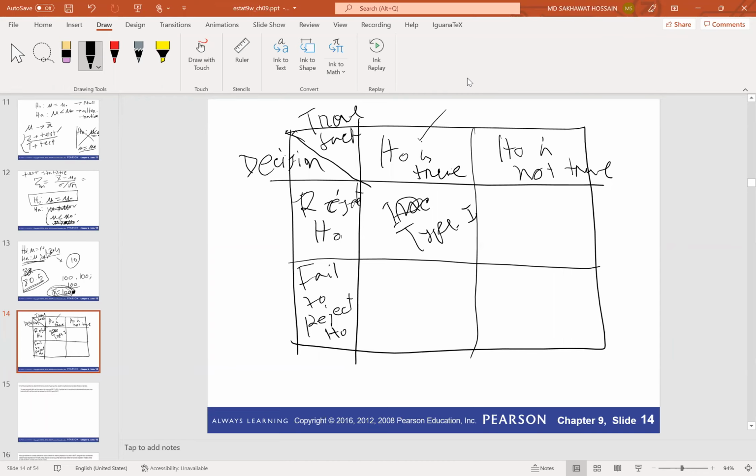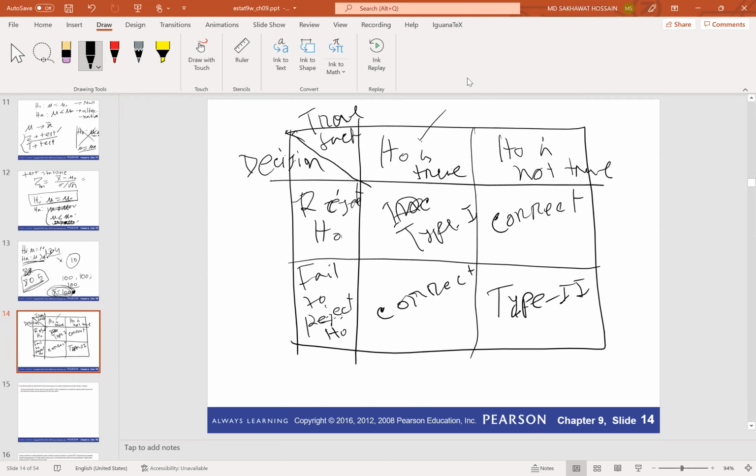So when the null is true, we fail to reject the null. Yeah, the null is true, so we shouldn't reject the null, and that's what we are doing. So this is a correct decision. And here, the null is not true, the null is false, and we fail to reject the null. So this is also a correct decision. So here, the null is not true, so we should reject the null, but we didn't. We failed to reject the null here. So this is called type 2 error.